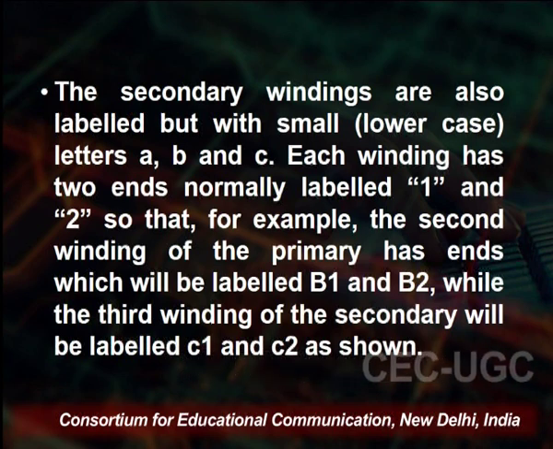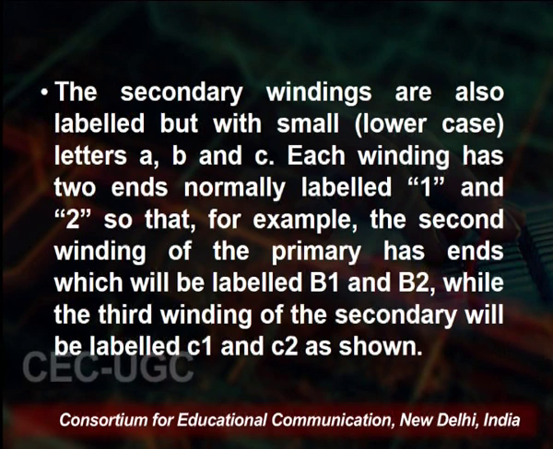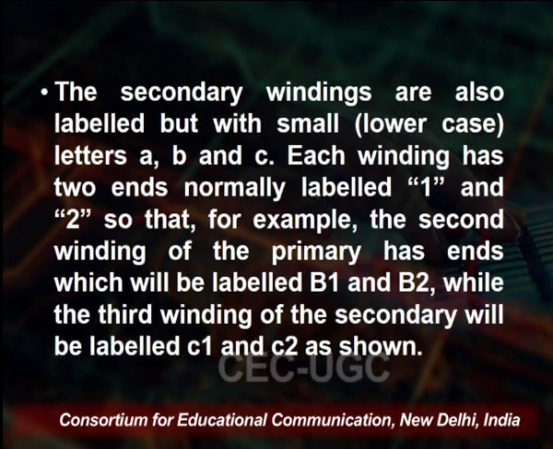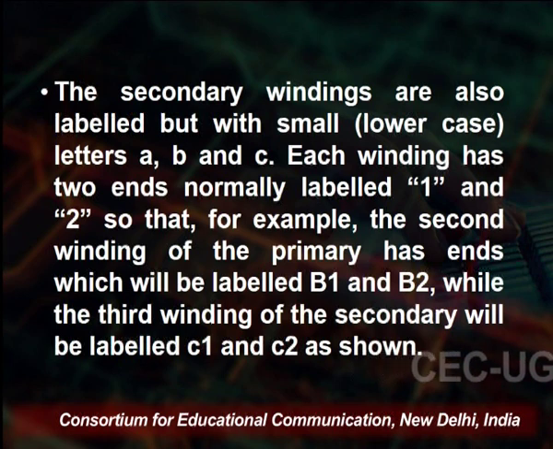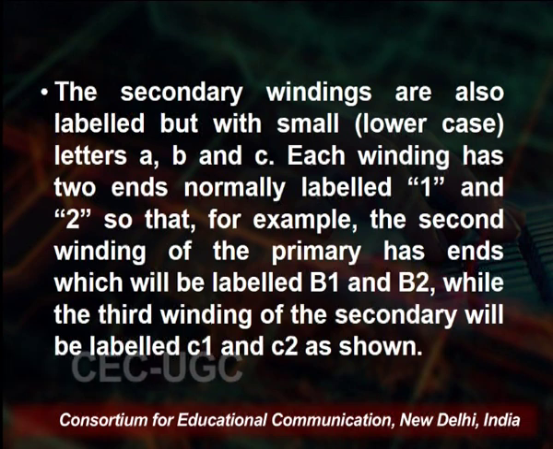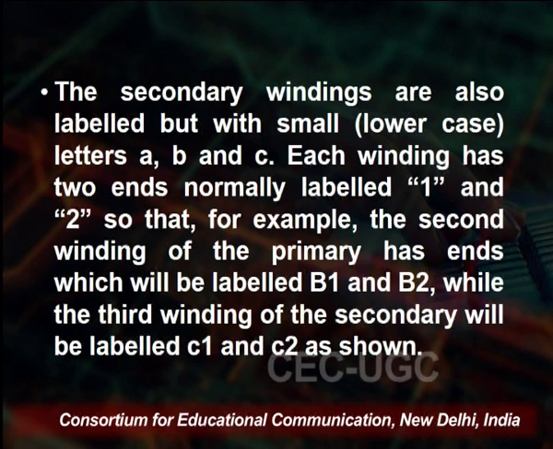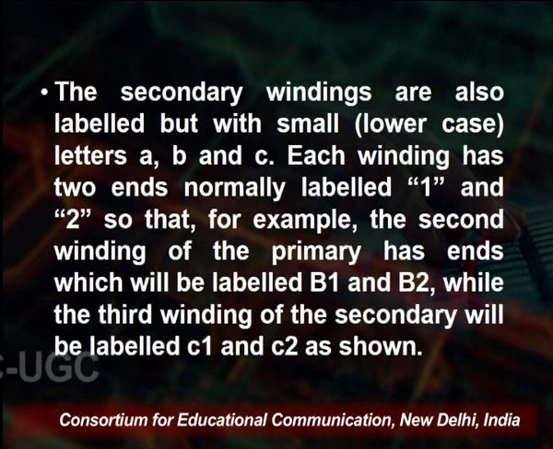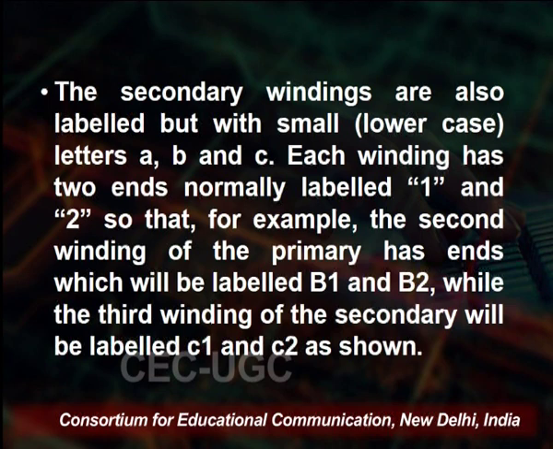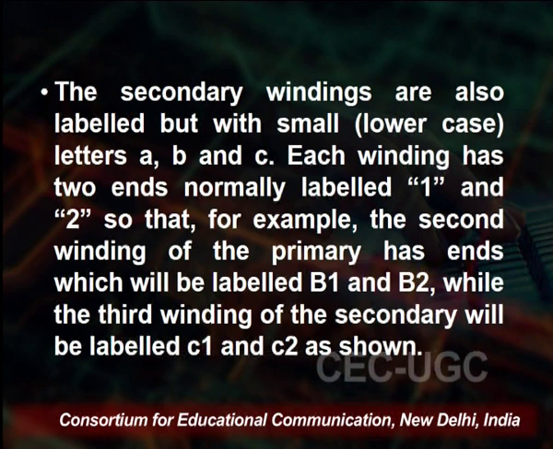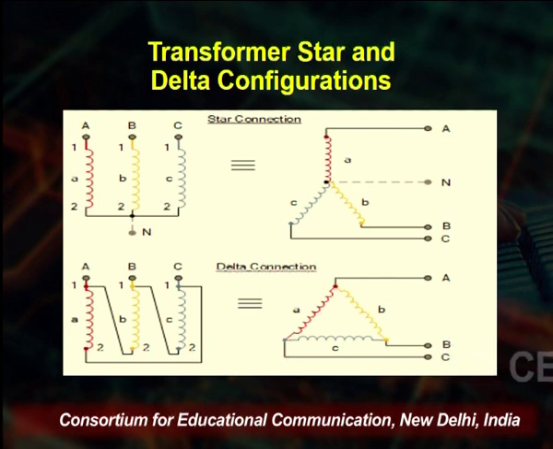Each winding has two ends, normally labeled 1 and 2. So, for example, the second winding of the primary has ends labeled B1 and B2, while the third winding of the secondary will be defined by c1 and c2. You can see on the screen the transformer star and delta configuration.